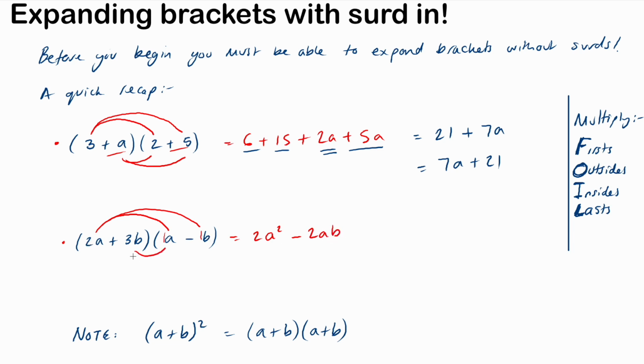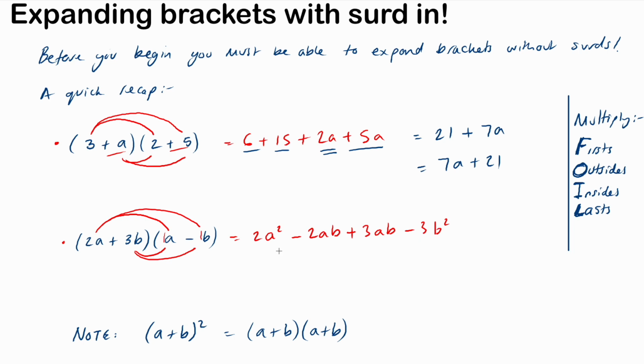Then we're looking at the insides. 3 times 1 is 3. B times a is ab. And then finally we're looking at the lasts. We've now got a positive 3 times a negative 1. That is negative 3. B times b is b squared.